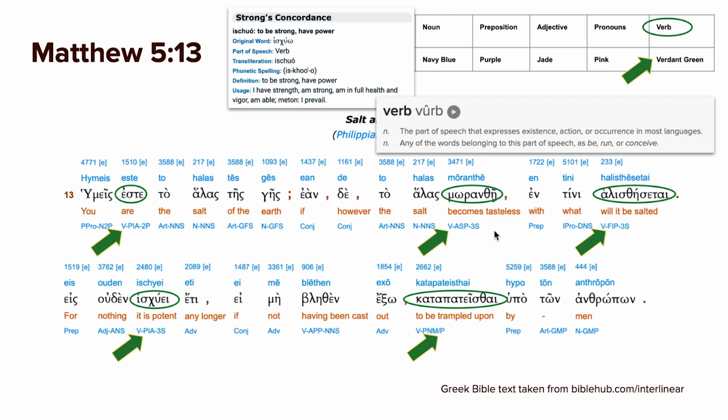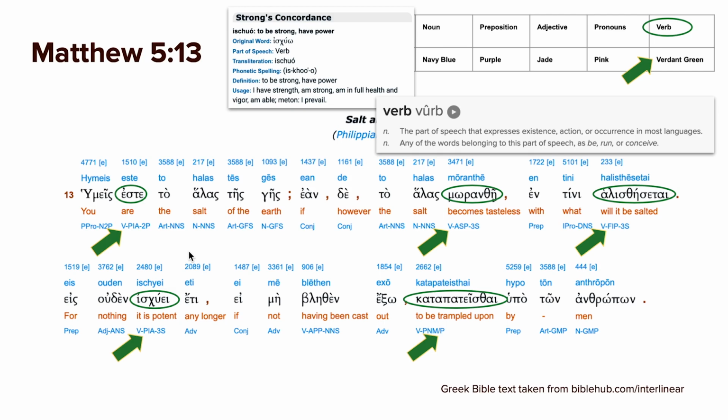Moranthe, becomes tasteless. We will get into more of this later, but this is actually what's called an aorist subjunctive passive. Wow, that's going to be further down the road. We'll talk about that. And then will be salted, halisthesetai, is future indicative passive. Don't worry if you don't understand these terms. Ischuei, here, is another PIA. We love our PIA, present indicative active. For now, we're just going to talk about present. That means it's happening now, or it's a general truth, like you are.